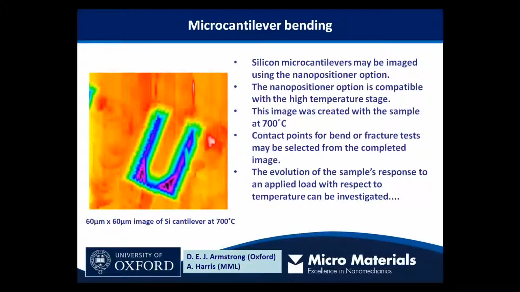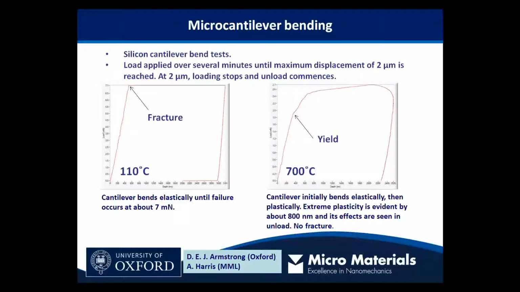So we create the image using our nano positioner stage, which is compatible with the high temperature stage. There we use the indenter to create a 3D image of the surface. The beauty of this is we can then simply click on what point along this cantilever we would like to place the indenter, and then we can carry out a bend test. So in this case we looked at the response of the material with respect to temperature. There's a couple of example curves here.